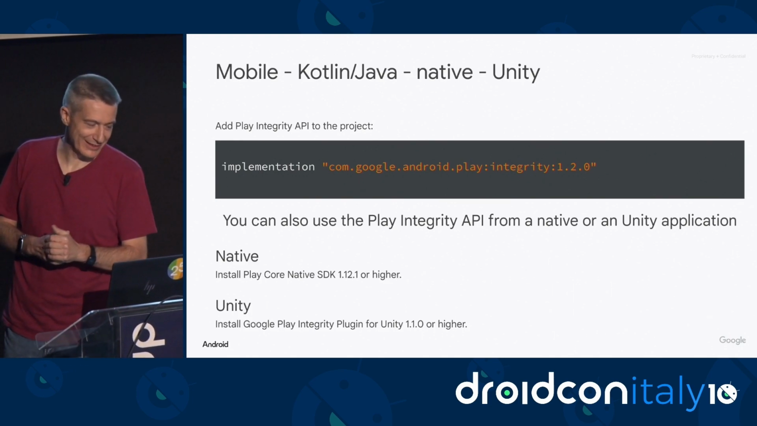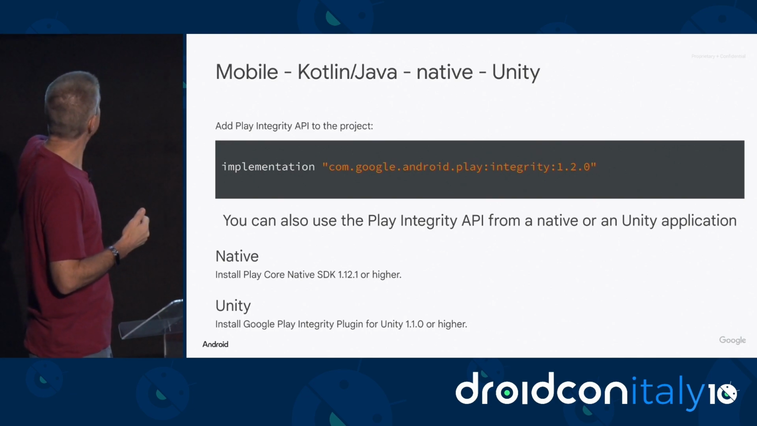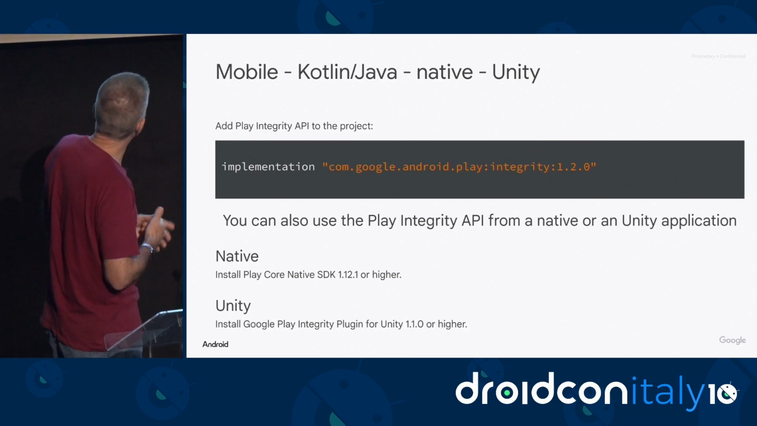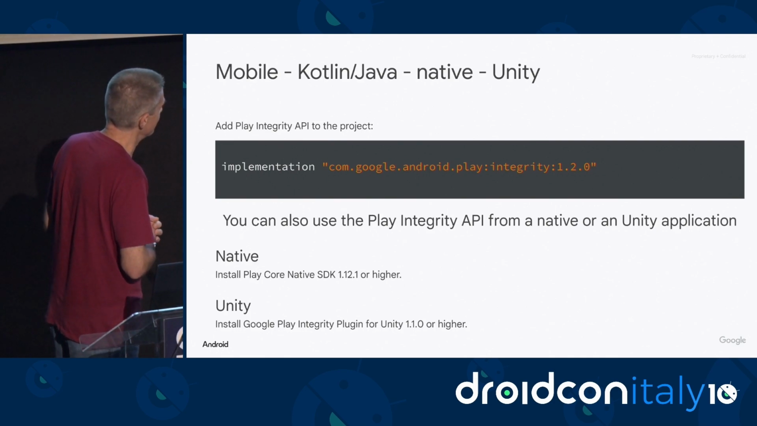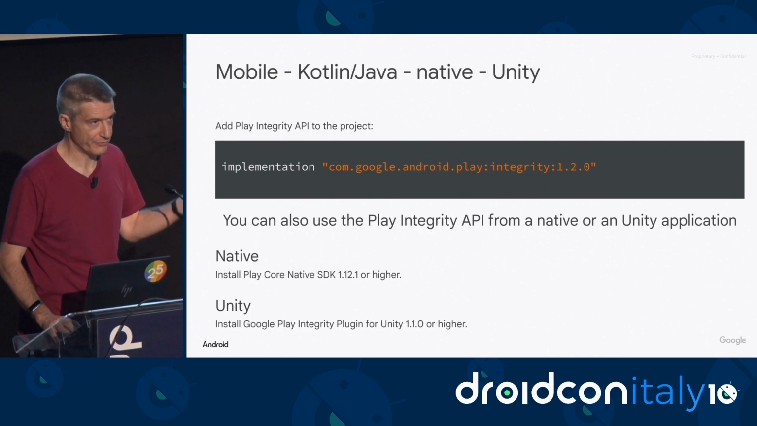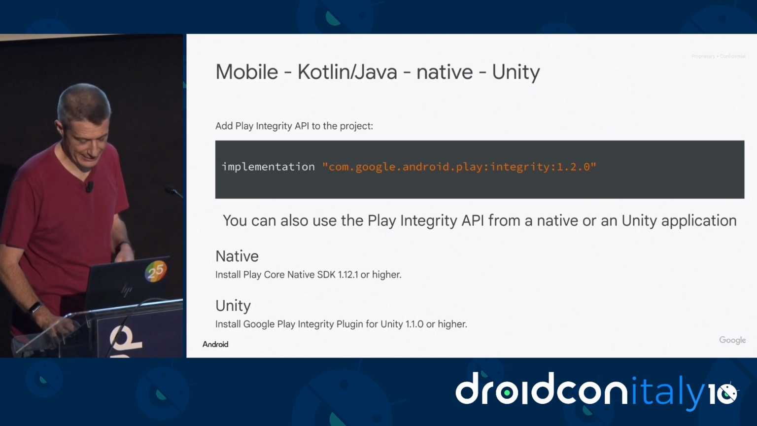Okay, so for native, there is the Play Core native SDK, and for Unity, there is the Google Play Integrity plugin for Unity. With 1.1 or higher, you get the feature for classic and standard request.